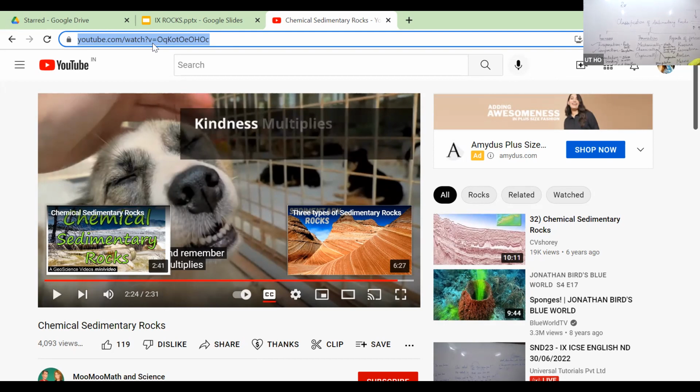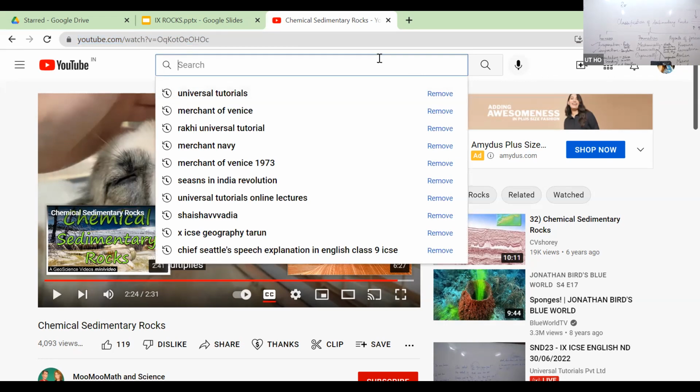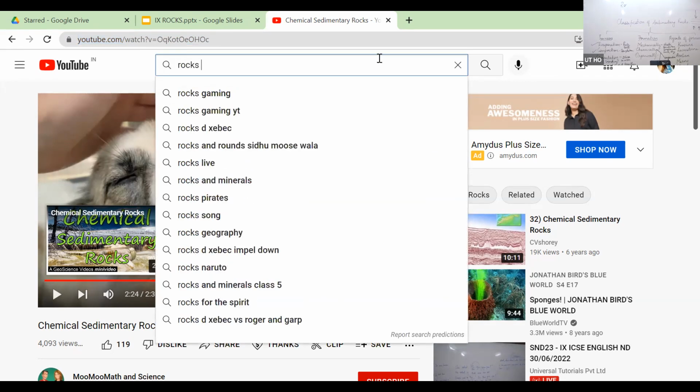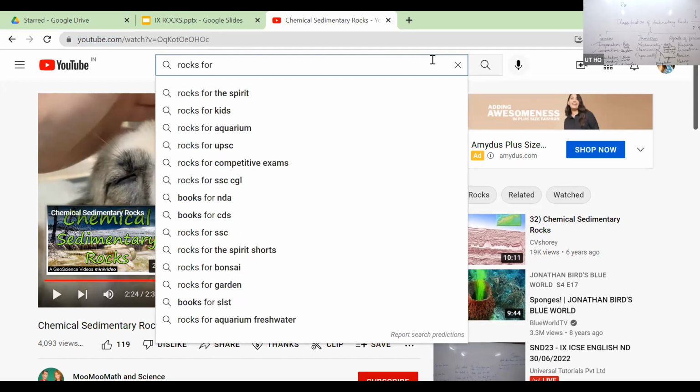This is Rihanna, they look like grapes, but they are real rocks. See this? This is the one I was telling you. It's rocks for the spirit. See this big one. Then again, it's igneous rocks, igneous types.